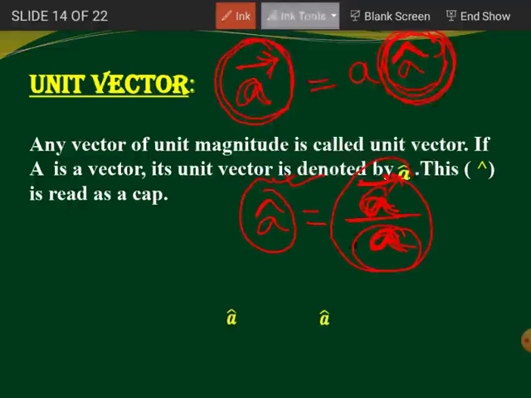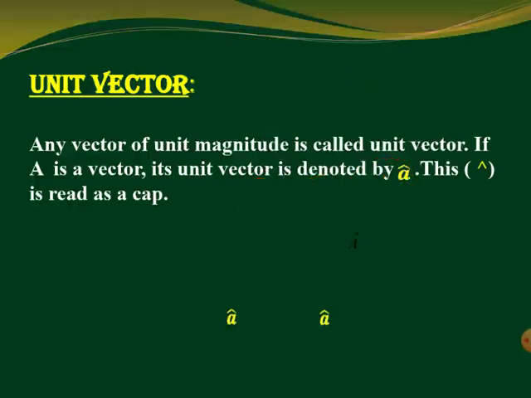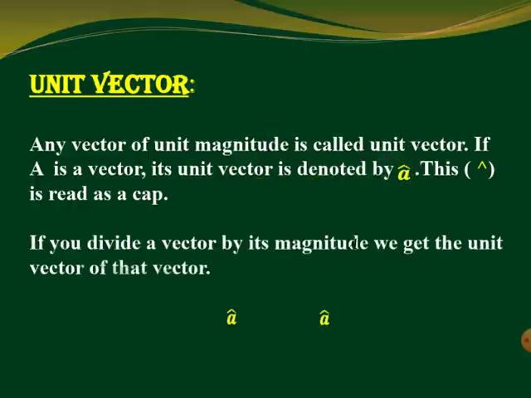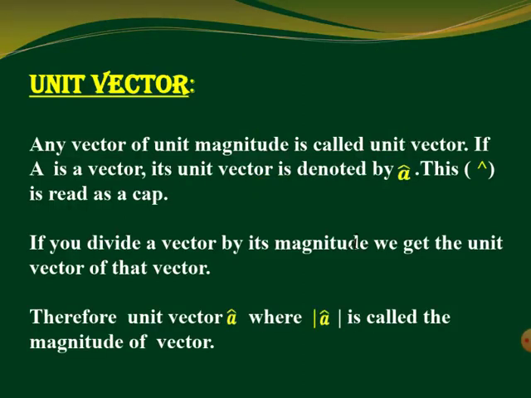So this unit vector will give you only the direction. If you divide a vector by its magnitude, we get the unit vector of that vector. That is what is given here. Therefore, for unit vector a cap, the modulus of a is called the magnitude of the vector. You can write it as modulus of a, or simply by the letter a without any cap or arrow, that will represent the magnitude of that vector, right?